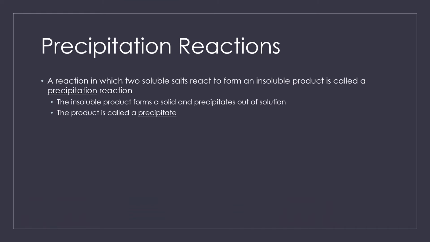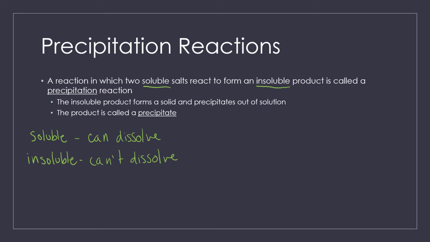So what is a precipitation reaction? It is when you have two soluble salts in solution and they react and form an insoluble product. Let's take a second to talk about some of these terms. We have the terms soluble and insoluble. I'm sure we've gone over these before, but it would be a good idea to review them. Soluble means that the chemical can dissolve, which means that insoluble means that it can't dissolve.